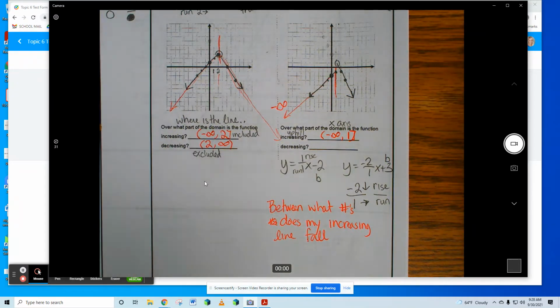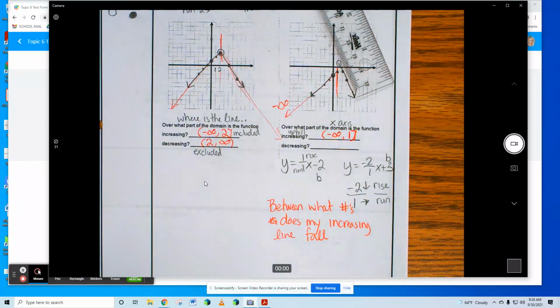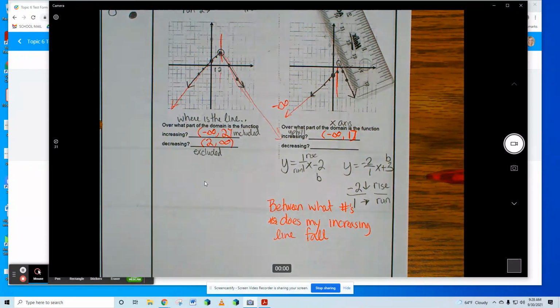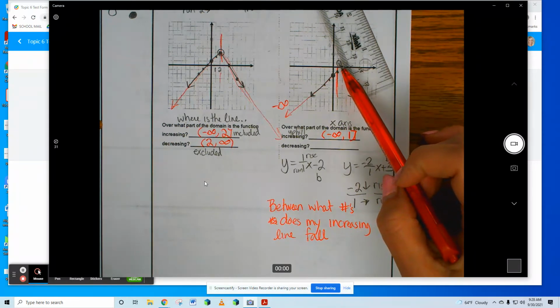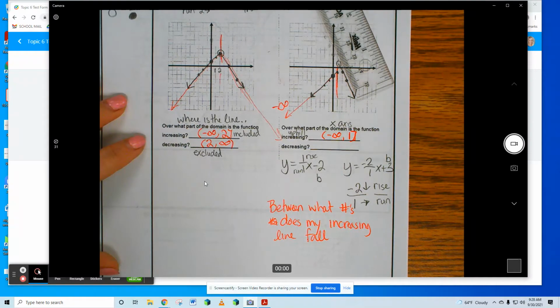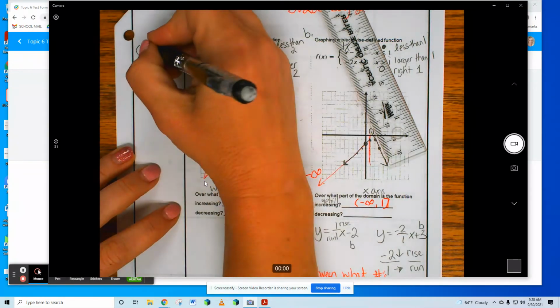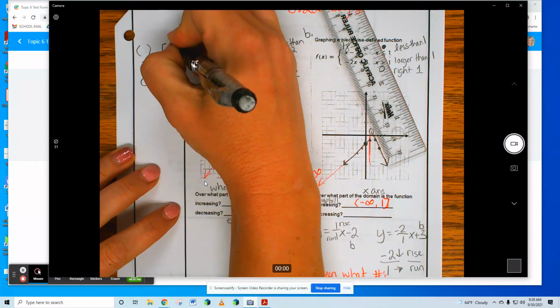Now, I want to know also, where is my line decreasing? That's here, where my ruler is. It's going downward. Where does it start going downward? Where does my line begin going downward? What number? At 1. Is it an open circle at 1 or closed circle at 1? Open. That's a parentheses. So something I could add over here. Remember this over here? Parentheses is an open circle. A bracket is a closed circle.